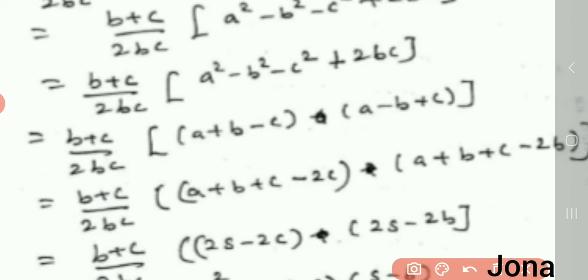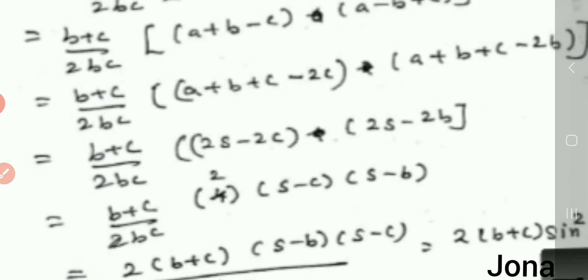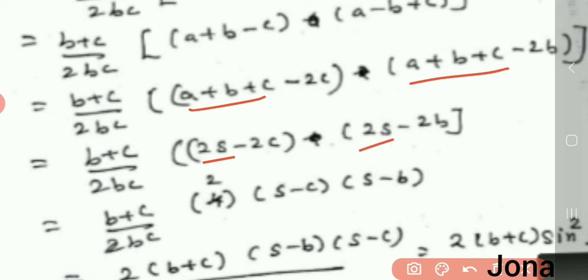Okay, and then in the next step, here a plus b plus c equals 2s, isn't it? A plus b plus c equals 2s. So instead of this a plus b plus c, I can substitute 2s. Similarly here also for this a plus b plus c, I want to substitute 2s. Therefore the bracket changes like this, 2s minus 2c into 2s minus 2b.